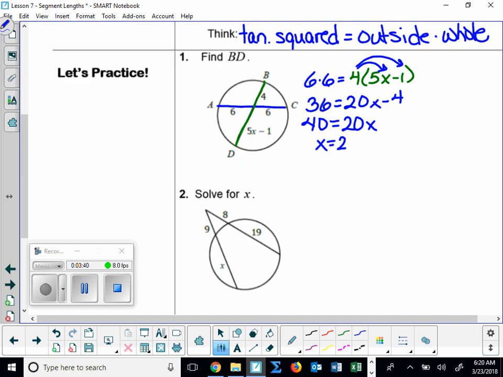Now I'm asked to find the length of BD. Let's substitute 2 in here. 5 times 2 minus 1 is 9, and BD is 4 plus 9, or 13.